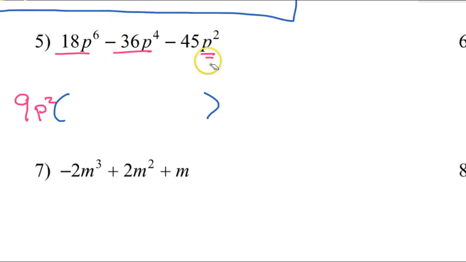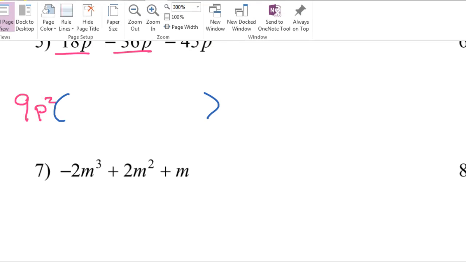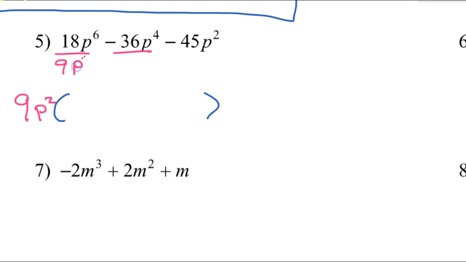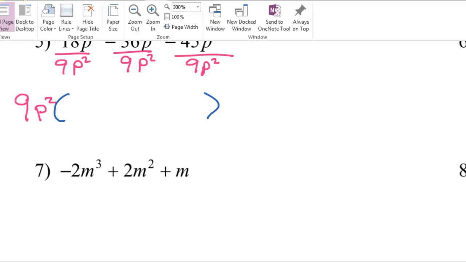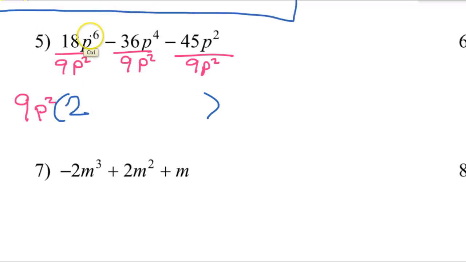So I'm going to go ahead and divide everything by 9p squared and see what happens. Okay, 18 divided by 9 is 2. P to the 6th divided by p squared is p to the 4th power. Remember, you subtract in this case. 36 divided by 9 is 4. So this is going to be minus 4p squared. Again, you subtract these. Okay, 45 divided by 9 is 5.